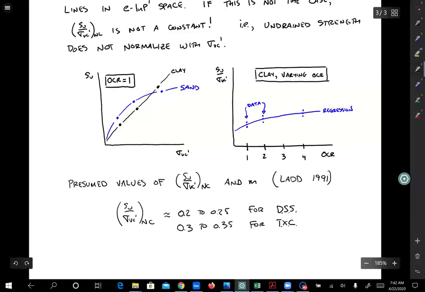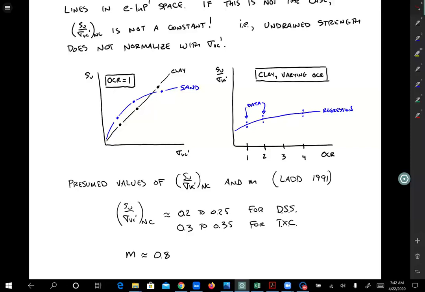Okay, and then that m value is often taken to be 0.8. So, if you don't have lab test data, and you can't reasonably get lab test data for a particular site, you can make an assumption that Su over sigma'vc in NC is 0.22 and m is 0.8, and you can already calculate the strength in the field if you also know something about overconsolidation ratio.